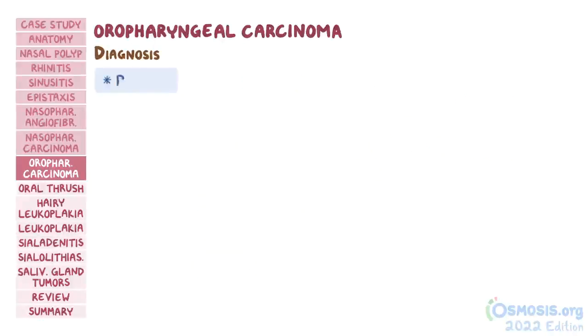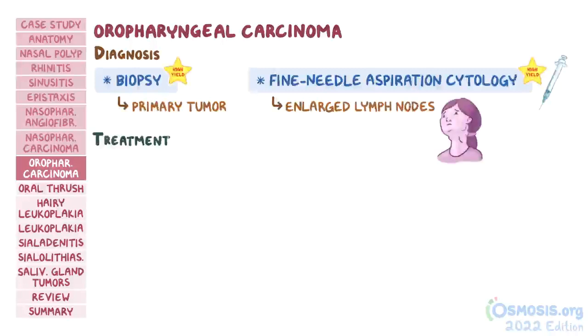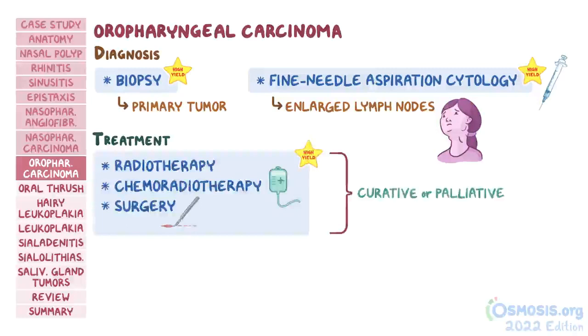Diagnosis can begin with biopsy if the primary tumor has been detected, or with fine needle aspiration cytology of enlarged lymph nodes. Treatment regimens vary depending on the stage of the cancer, but they usually consist of radiotherapy, chemoradiotherapy, and surgery, which can be either curative or palliative.